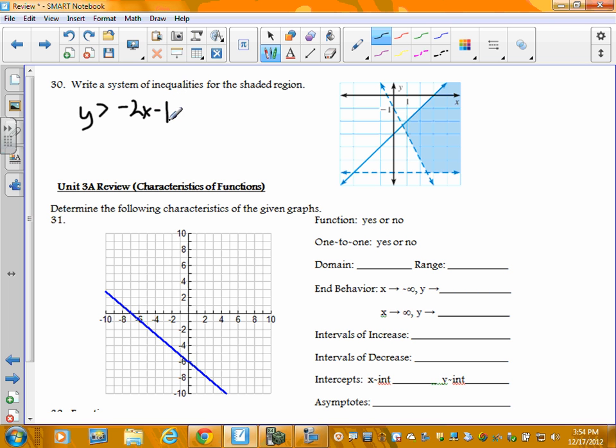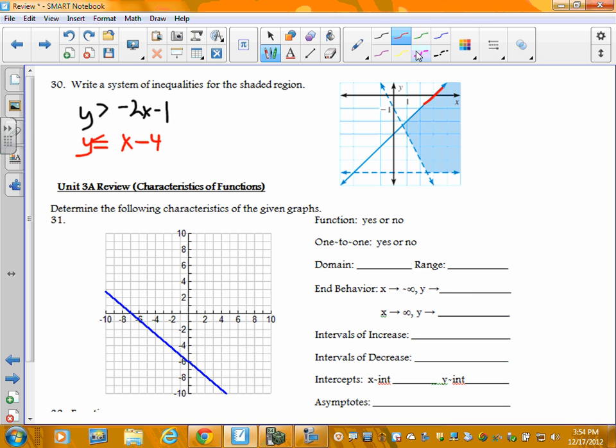minus 1. Now I got to do this line right here. So now I'm going to come up with an equation for this red line right here. It's solid, so it's going to be below. So y is less than or equal to, again, the slope is up 1 and over 1, so that's a positive x. And then the y-intercept is minus 4. So this area right here is above this line. That's the greater than, below the red line.